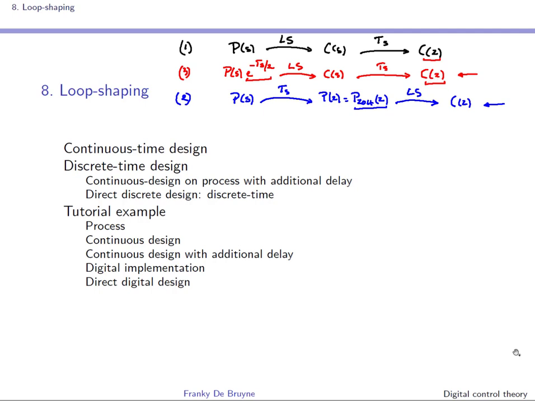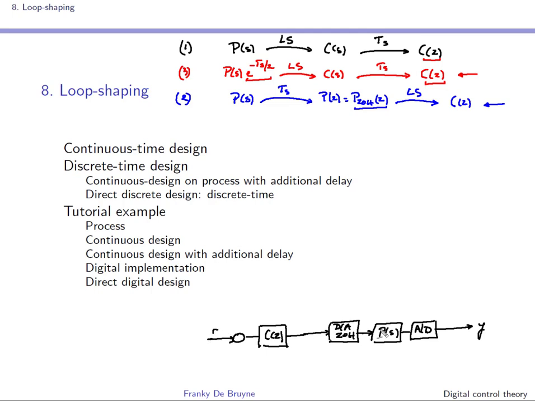Note that these three controllers will be tested on the original process P of S, where this digital controller is controlling the loop. This means that there is here a digital to analog conversion with a hold mechanism. In this case it's the zero order hold, and here you have an analog to digital conversion. So this is the output. Here you have the reference or set point, and here you have the input or the output of the controller. So these three designs will be tested on this sampled data system.